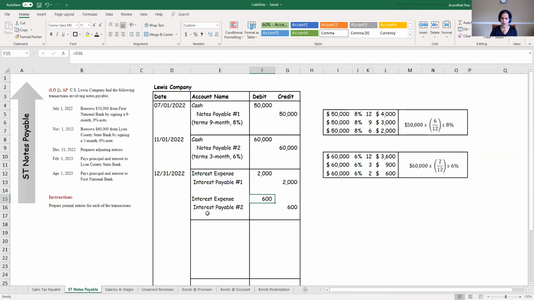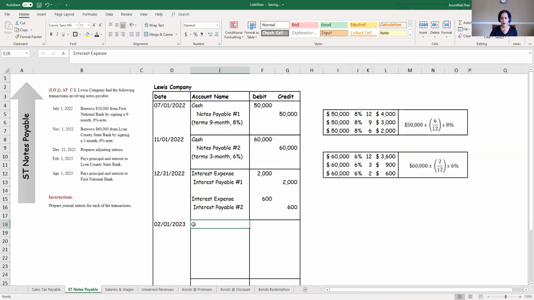But I'm not going to repay it now. I'm going to pay it on the due date. So what are the due dates? Feb 1st, 2023, I repay the principal and interest to Leon County State Bank. That's note number 2. Remember, that was a 3-month note. I already had it for 2 months. Now on Feb 1st, I'm repaying that amount.